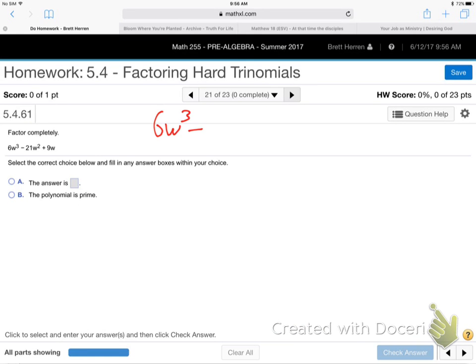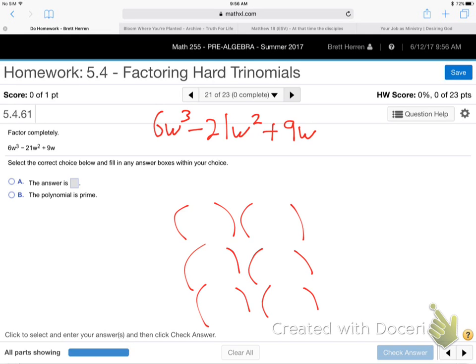Six W cubed minus 21W squared plus 9W. All right, so remember on this one, what do you notice? What's different now about this one from the other ones we were looking at? Good, there's stuff in common. So this would be the kind where you'd look down at the multiple choice options, right? And you'd see a few of the options would have what? 3 and W in the front.